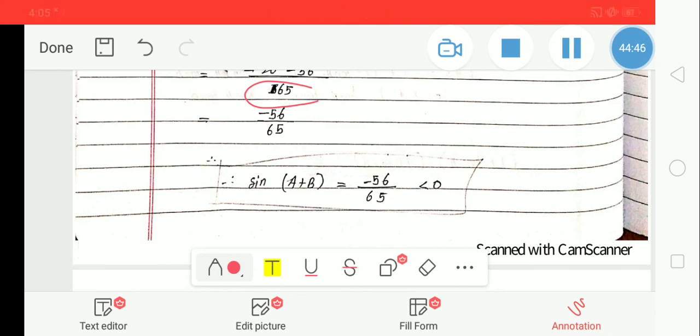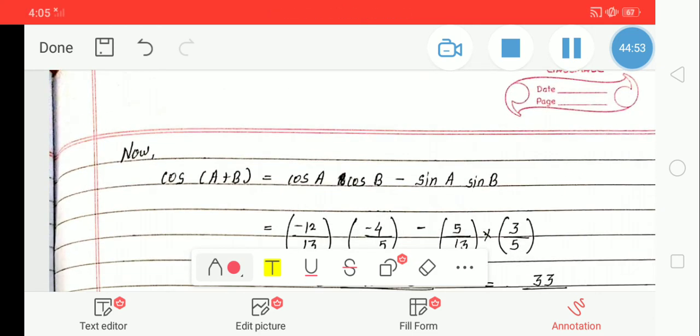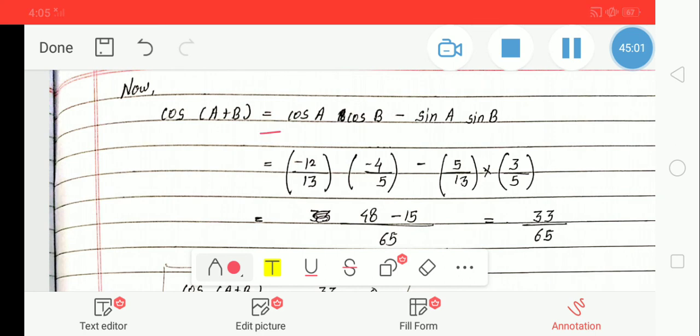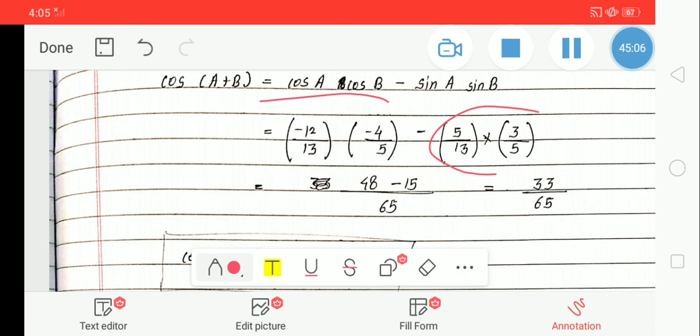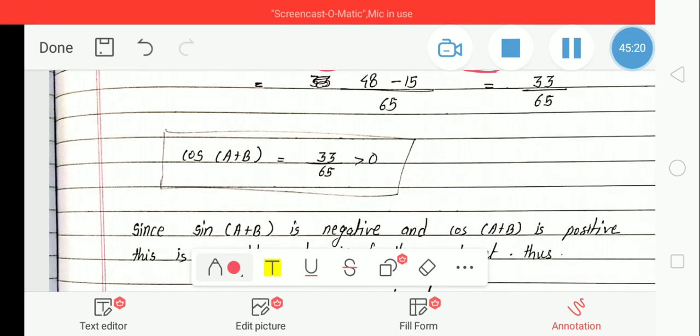So that is less than 0. So the sin(A plus B) value is this, less than 0. Now cos(A plus B) means cos A cos B minus sin A sin B. These values are given, and this also. So 13 multiplied by 5 gives 65 in both, the bases are the same, and 12 multiplied by 4 means 48 and 5 multiplied by 3 means 15. So 48 minus 15 is 33 divided by 65, which is greater than 0.